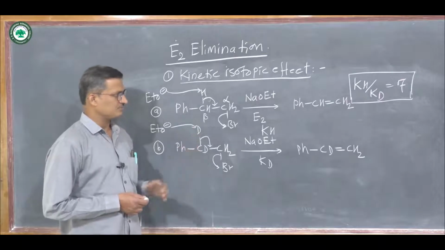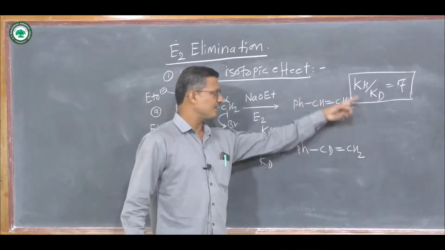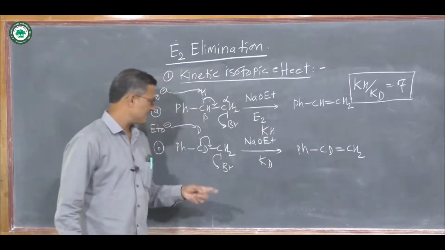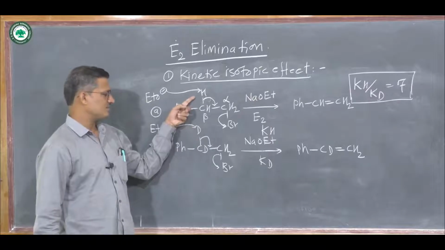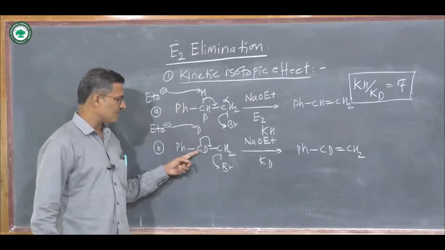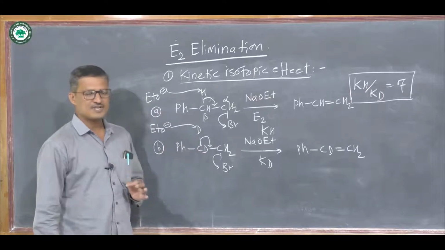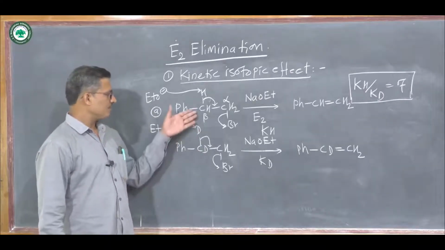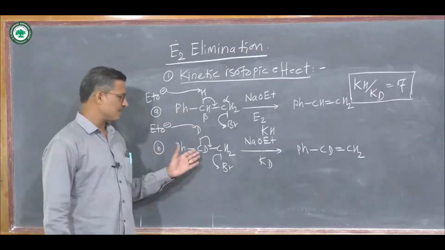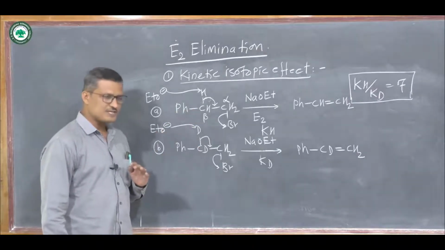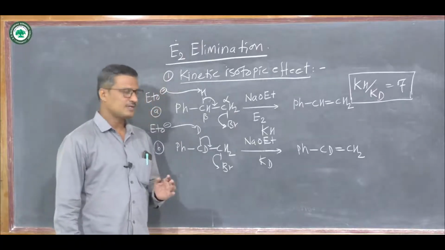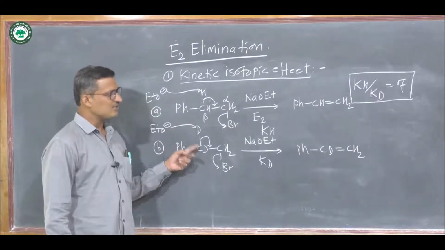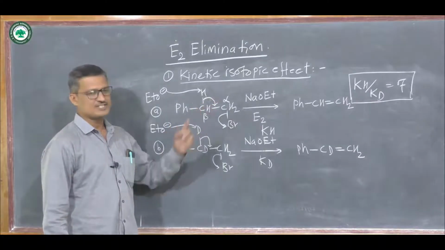But we remember this ratio, or relative rate, Kh divided by Kd is equal to 7. What does it mean? The bond between the beta carbon and hydrogen, and the bond between beta carbon and deuterium, is broken in a slow step, or rate determining step. Suppose the bond between beta carbon and hydrogen or beta carbon and deuterium is not broken in a slow step, then what happens? The rate of both reactions is the same. But what is the actual relative rate of the reaction? Kh divided by Kd is equal to 7.